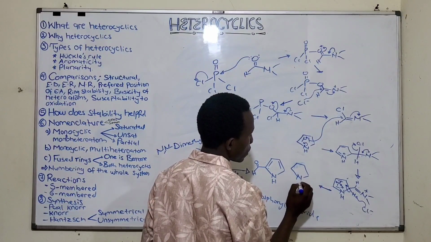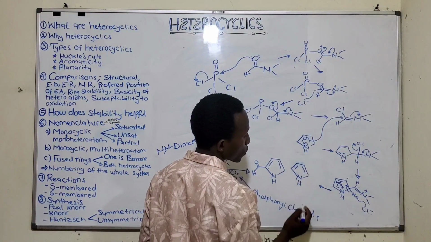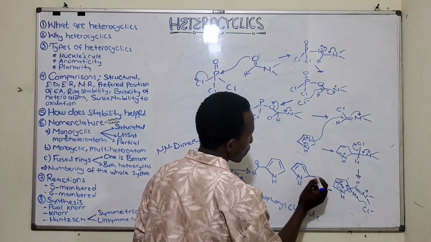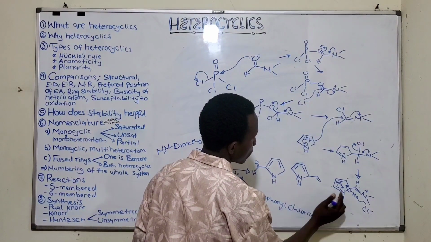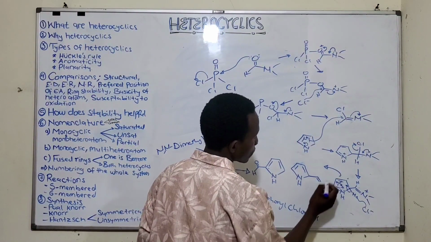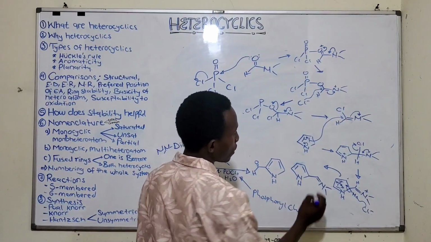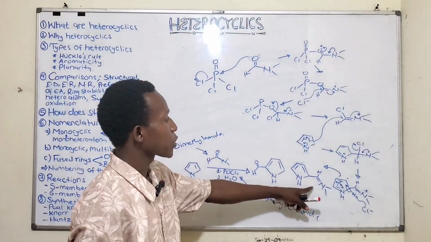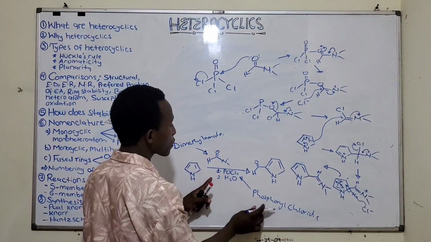Nitrogen, hydrogen. Now we have formed a bond here, also here with a double bond. And nitrogen with two methyl groups and hydrogen. So this is what we are having after addition of phosphoryl chloride.